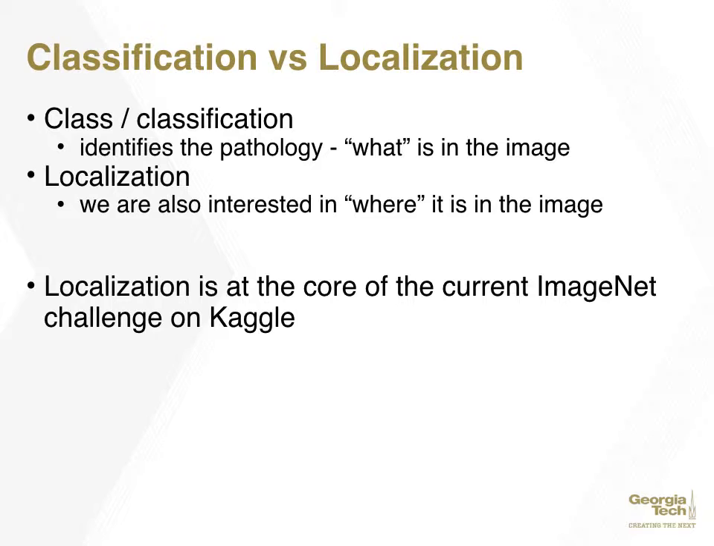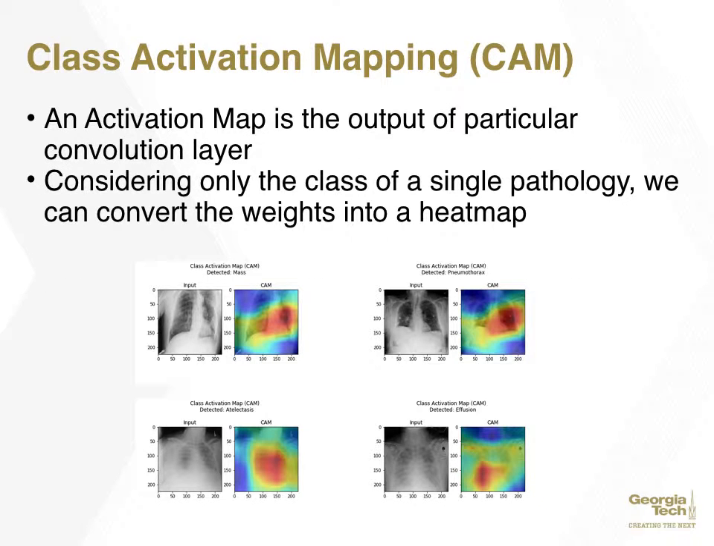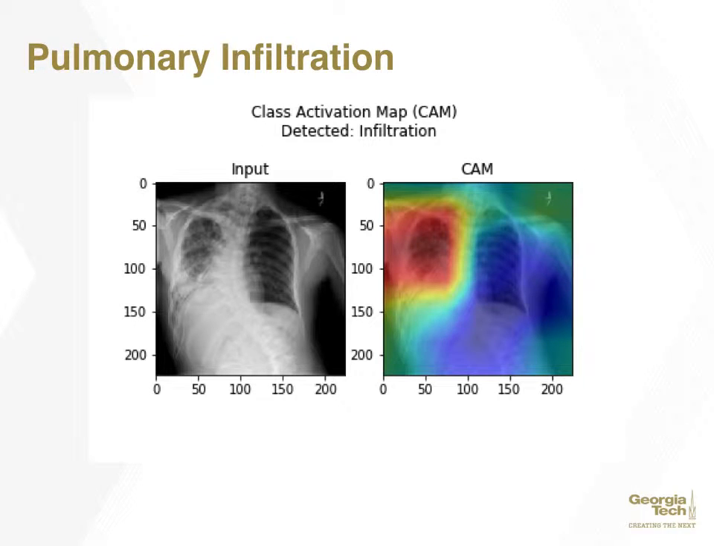We also pursued localization in addition to classification. Classification labels what is in the image, whereas localization identifies where it is in the image. An activation map is the output of a particular convolution layer. Considering only the class of a single pathology, we can convert the weights into a heat map. This heat map localizes infiltration.